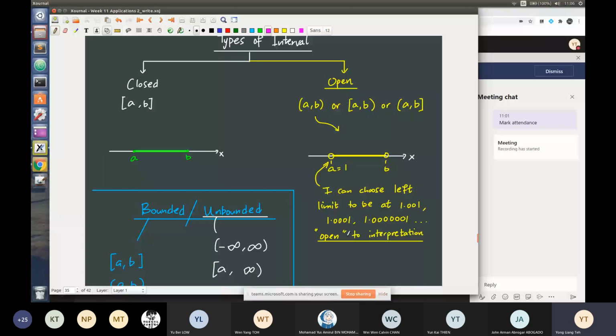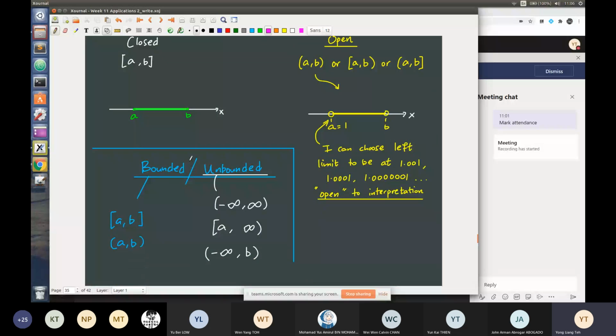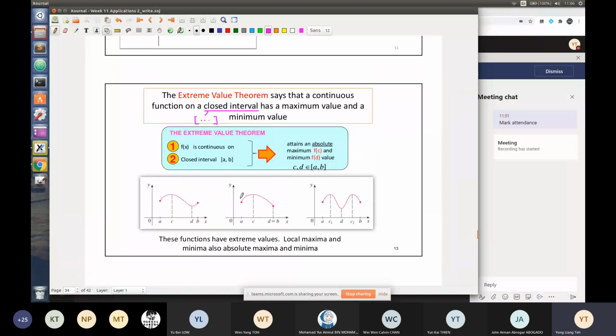Some of you may be wondering, what is the concept of bounded and unbounded here? Bounded and unbounded really means whether one of your limits contains infinities. If any one of the limits contains infinities, then it will be considered unbounded. So going back to the extreme value theorem here, obviously you have to have a closed interval whereby your limit is finite and also well defined. Then you can always have a maximum and a minimum value. So that's the extreme value theorem.